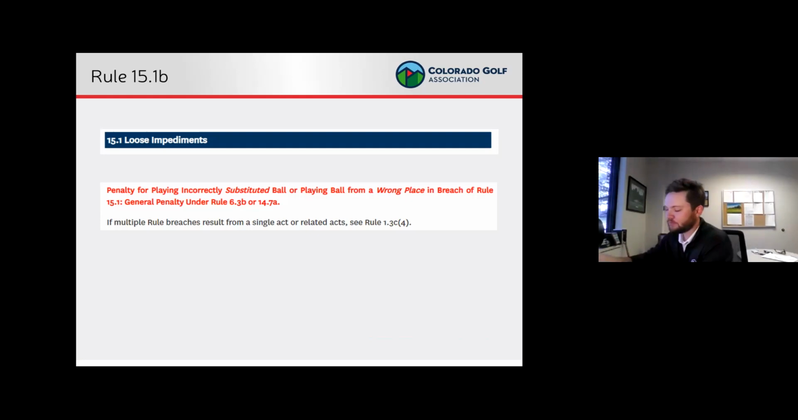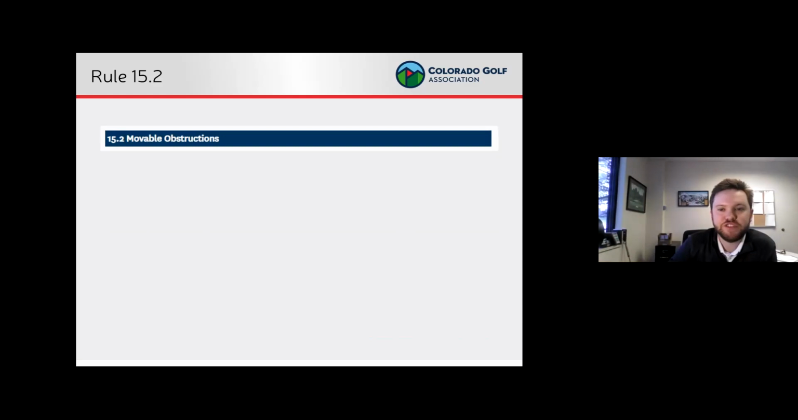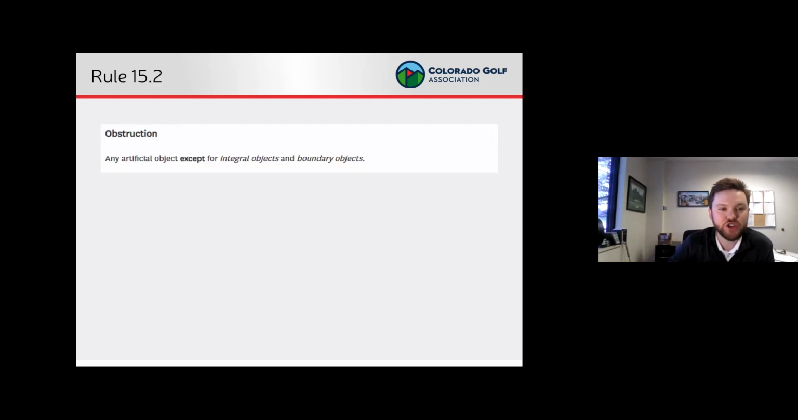All right, moving on to movable obstructions. This is Rule 15.2. Again, if you want to know what obstruction is and you look in the rule, you're not going to find it. You've got to go to the definition. So we're going to start there.